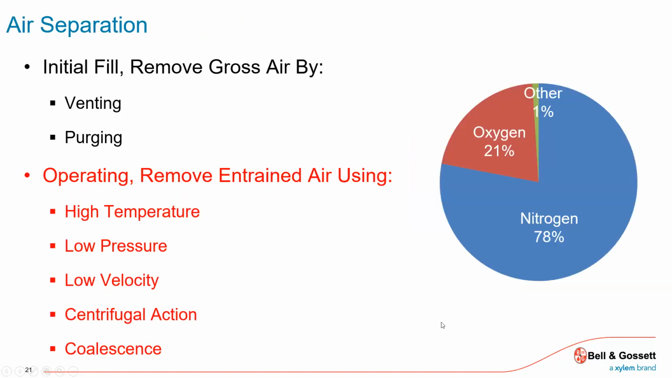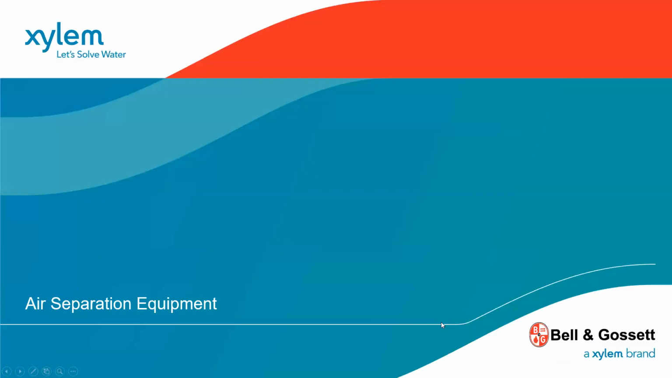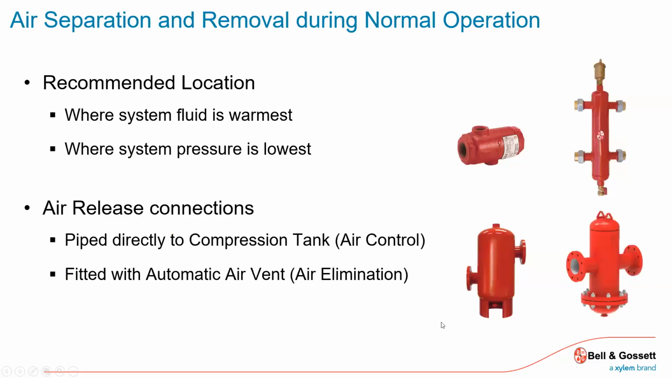So I filled the system, I vented it, purged it. Now I'm operating. Now what do I do? I've got different temperatures, pressures, and velocities. How do I handle the air that's in the water that I used to fill the system? And now I'm going to heat it. So, air separating equipment. We touched on this the first week as components that you're going to come across. Air separation and air removal during normal operation.